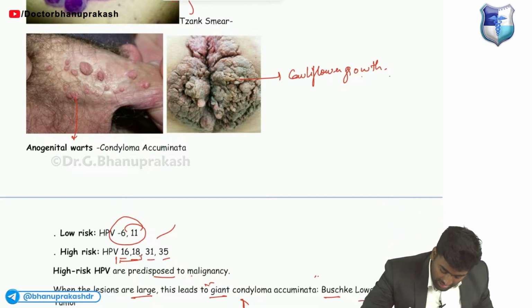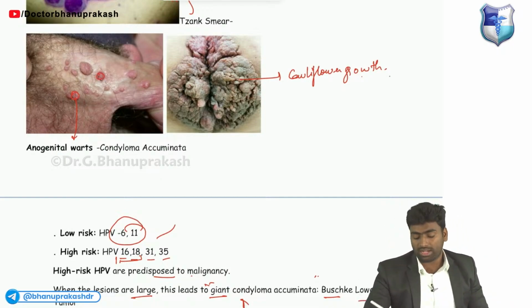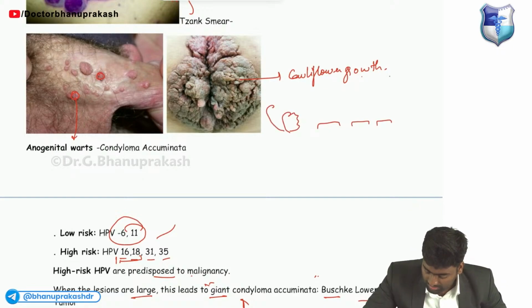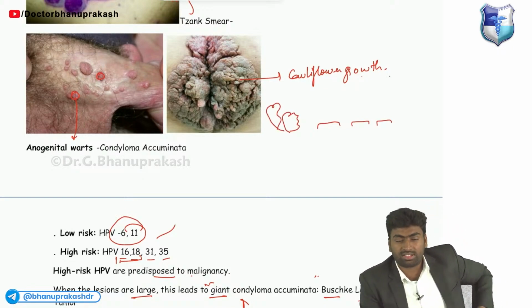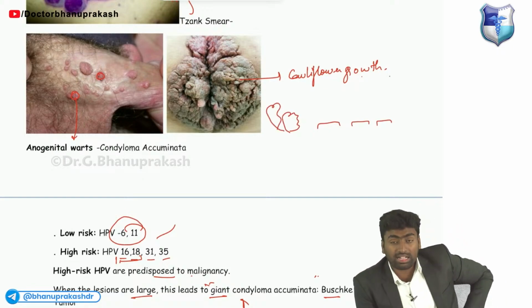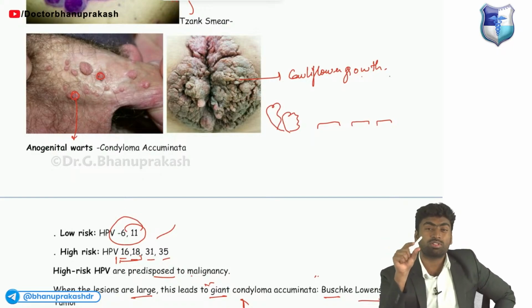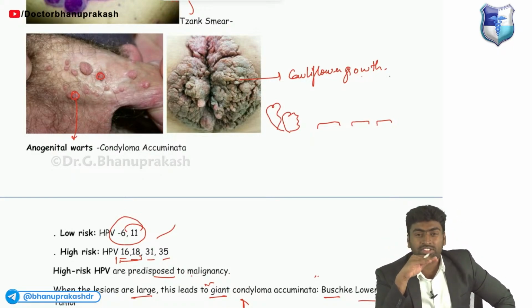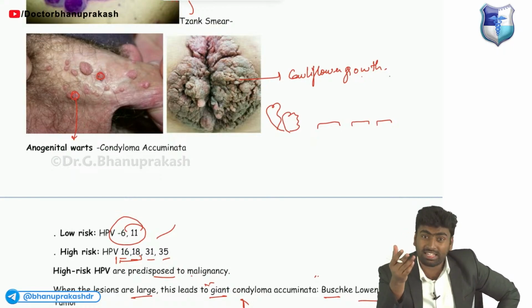Condyloma lata won't be like these warts. Condyloma lata will be flat papules, or nodules, flat with a small rise, whereas here it will be a wart. I guess you will be able to get the difference. Condyloma lata will be seen in a case of syphilis.